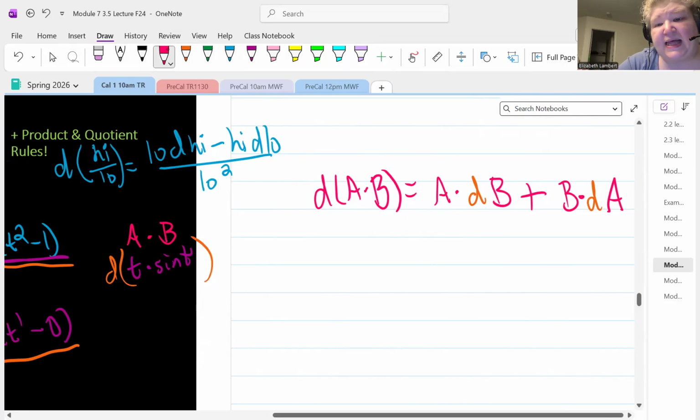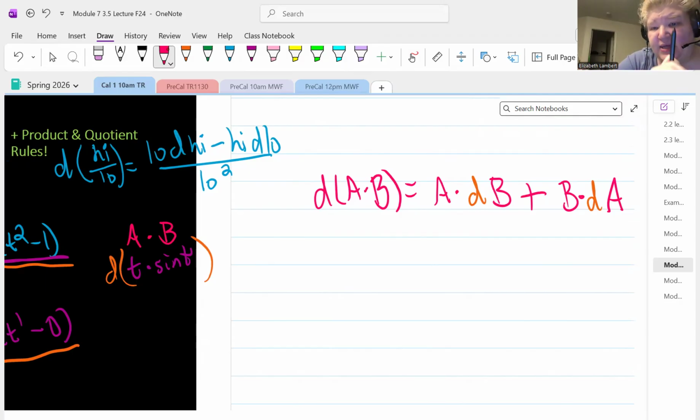So some people will say like AB prime plus BA prime. Some people will say AB prime plus A prime B, like whichever way you want to write it so that the form of it makes sense to you. But the whole idea is one of them has a derivative, the other does not. And then I could rearrange it. I could write BA prime first plus AB prime, like BdA first and then AdB second. That's fine.